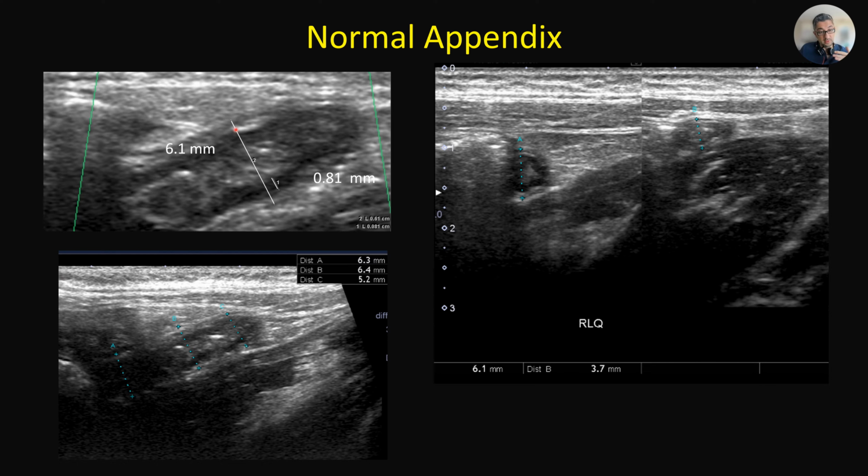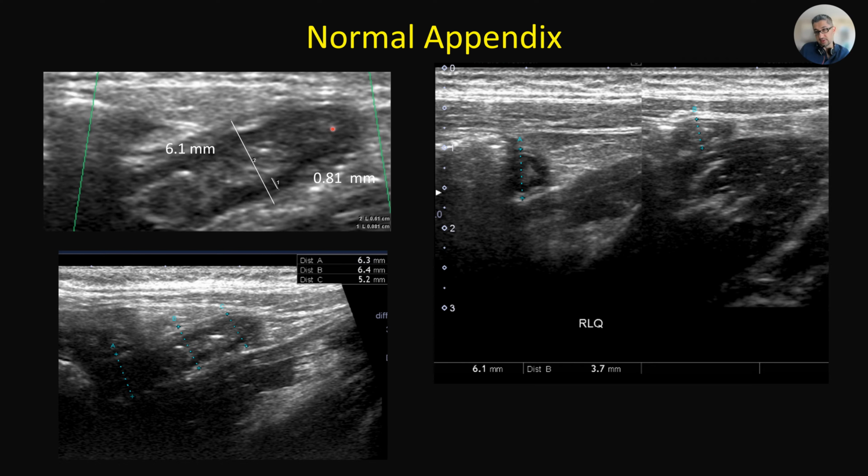Other example of a normal appendix with a thickened lamina propria is just over 0.8 millimeter. The diameter is 6.1 millimeter. The measurement is from the outer aspect of the outer layer of the appendix, outer hypoechoic layer of the appendix. So this is the correct measurement because the outer layer, which is the muscularis propria, is going all the way here. So the measurements are going up to 6.3 as well. It is a compressible appendix. There is no hyperemia, there is color box here.